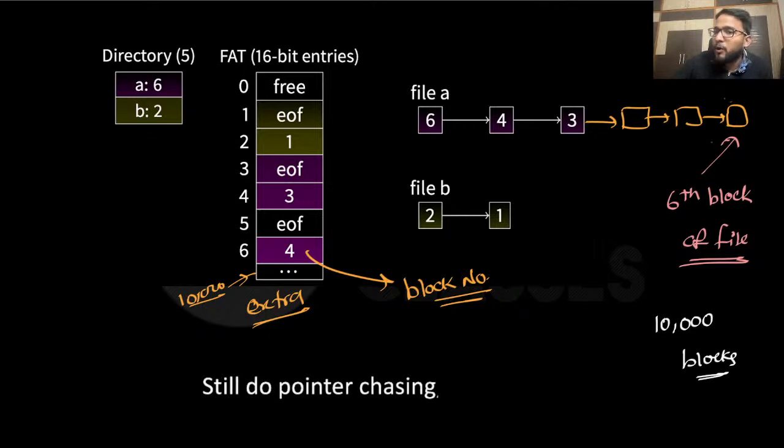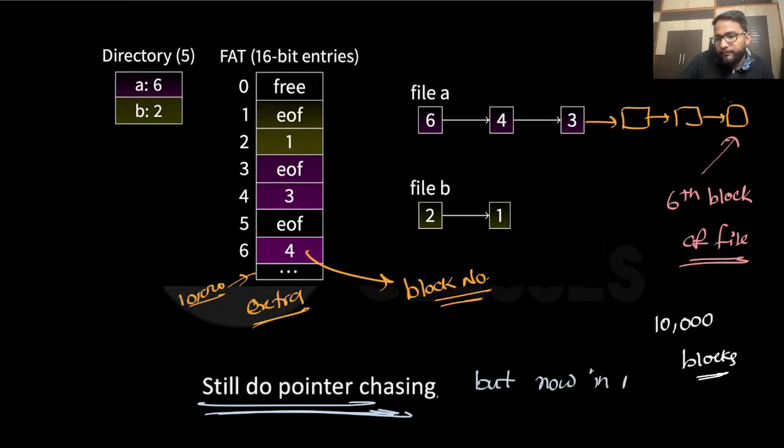I mean, what is this block number? I can do the pointer chasing. Like earlier, I was doing the pointer chasing, but that was in the hard disk. Now I can do the pointer chasing by bringing this table in the main memory just once. Still pointer chasing, but now in main memory. If I want to go to the sixth block, I will just check where is the sixth. In just one read, I'm doing the same thing.